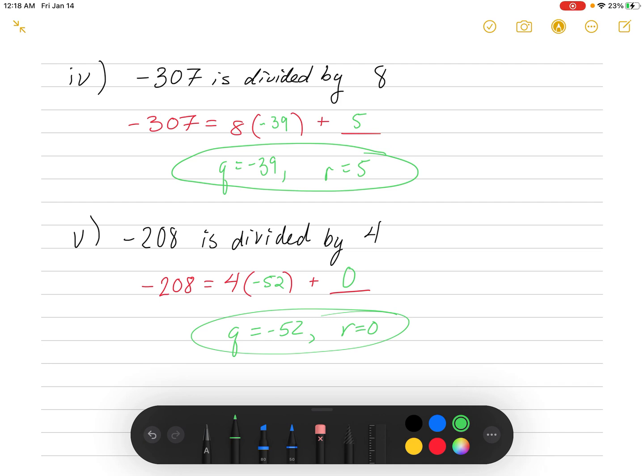Okay, so that's using the division algorithm. We'll just stop there, and in the next video we'll check out some modular arithmetic, congruence mod M, and modular arithmetic.